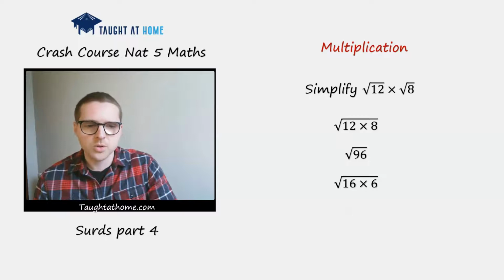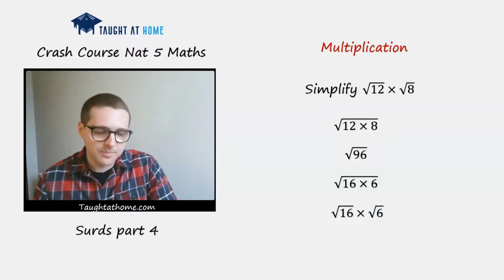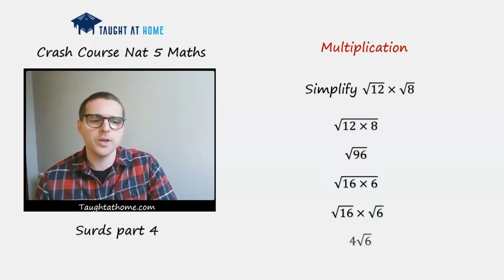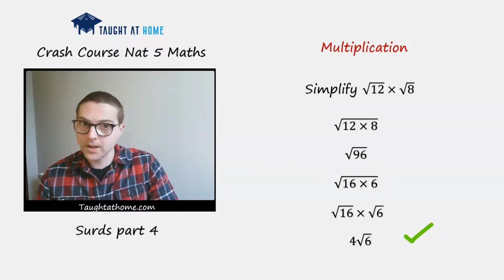16 is a perfect square, so we can split this up as root 16 times root 6. Root 16 is 4, so it'll be 4 root 6. And we're back to the answer we got in the first method. So both methods can be used for simplifying a multiplication of surds.